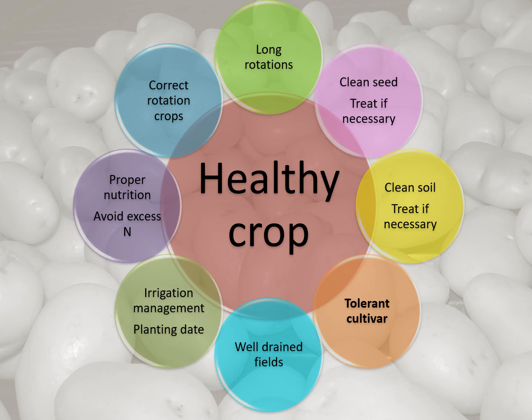Clean the seed or use clean seed and treat it if necessary. Treat the soil if necessary. Plant a tolerant cultivar if at all possible. Ensure that fields are well drained. Use irrigation management and schedule a planting date to ensure that environmental conditions are not favorable for the pathogen. Ensure proper nutrition of the plant, avoiding excess nitrogen. Excess nitrogen makes the plants what we call soft and more susceptible to infection by Spongospora. And then the correct choice of rotation crops, as I have mentioned.